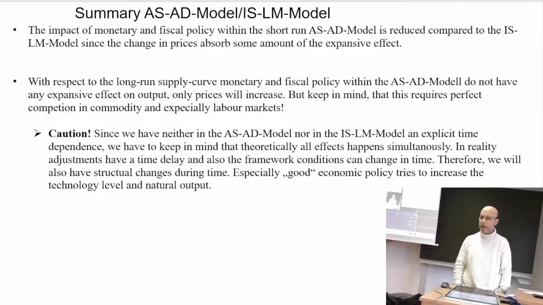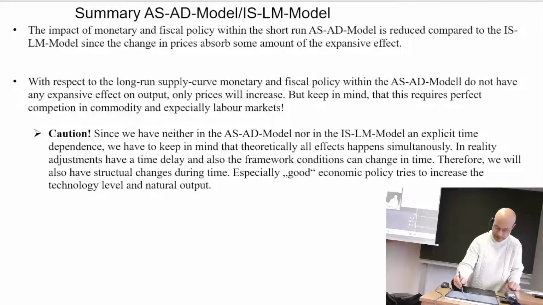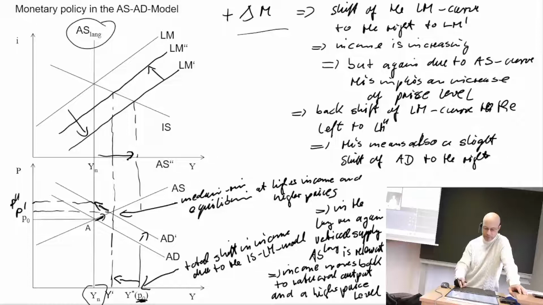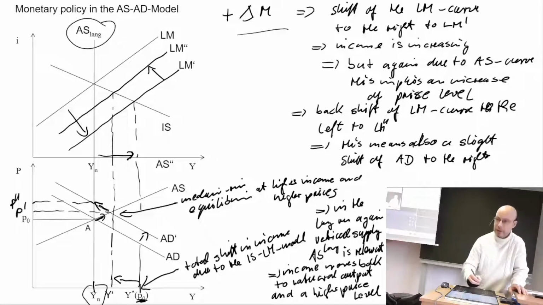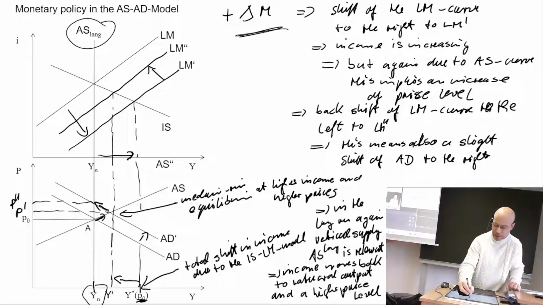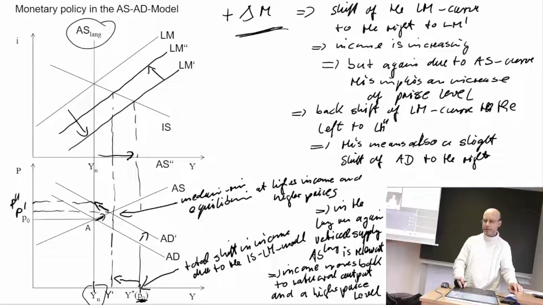That we at first can say, well, in the short or medium run, we still have a positive effect in the AS-AD model on output, on income. But compared to our IS-LM model, this impact of fiscal and monetary policy is reduced. And why is it reduced? Well, this was the total impact if prices do not adjust, and then prices adjust, and so to speak, this price adjustment absorbs some part of our positive impulse of the increase of money amount.